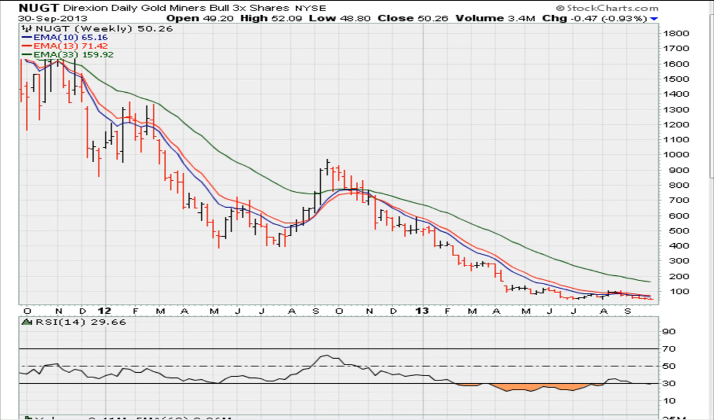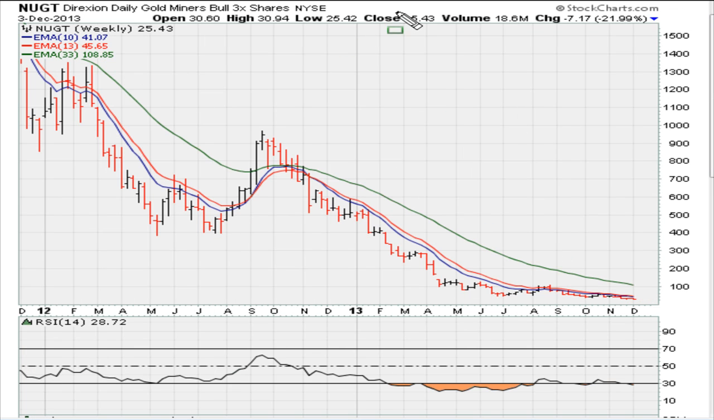Let's take a look at another example here. Again, NUGT. This is in September. Take a look at the fact that the 10-week moving average is making a fresh 52-week low. Prices have yet to make fresh 52-week lows. Prices are very close to 52-week lows, but the idea here is that you have the 10-week moving average making a fresh 52-week low, moving to all-time lows. This was at a price of $50 here. This is September. If we move forward to December, we see that now we're not trading at $50, we are trading at $25. So that's a 50% drop, because the 10-week moving average has been leading the prices.